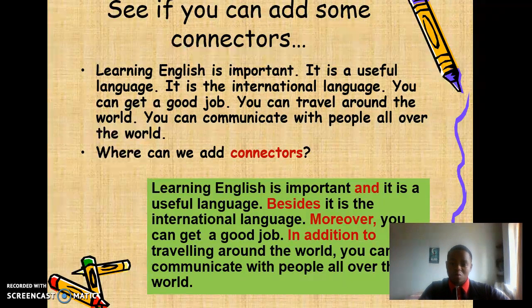So I want you guys to pay attention to the words again because they are our connectors, our additional connectors. So this is how they were used in this instance.